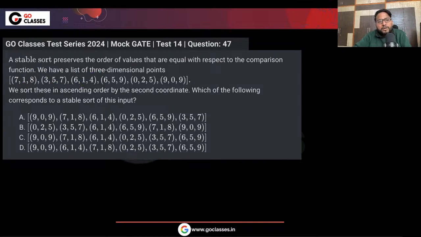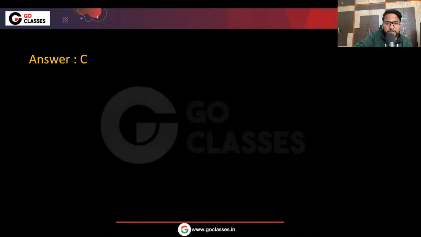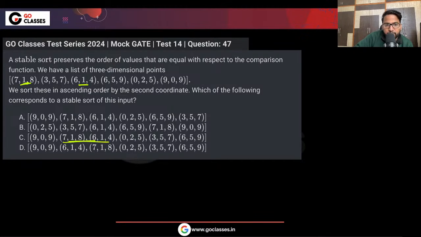So you can do the stable sort, and whenever the second coordinate is the same between these two, and between these two, 357 must be coming before 659, and 718 should be coming before 614. So what is the answer? C is the answer, because 718 is coming before 614 and 357 should be coming before 659. You need to maintain this order, right?